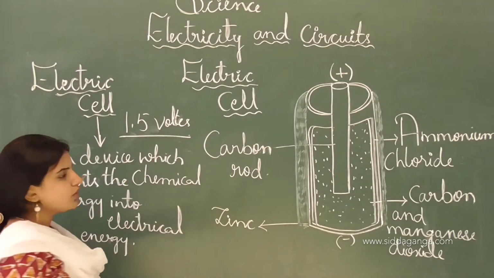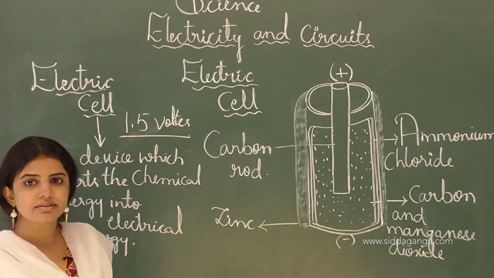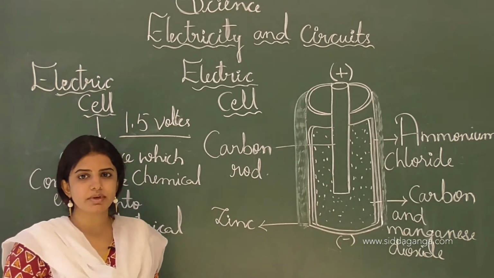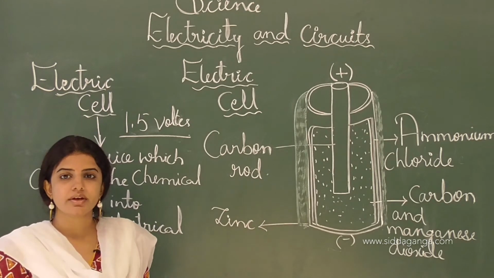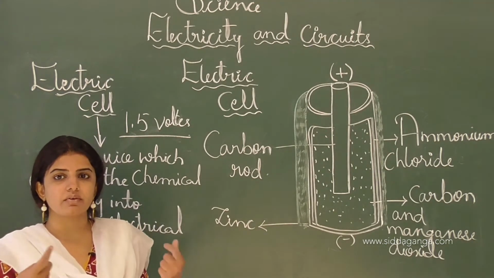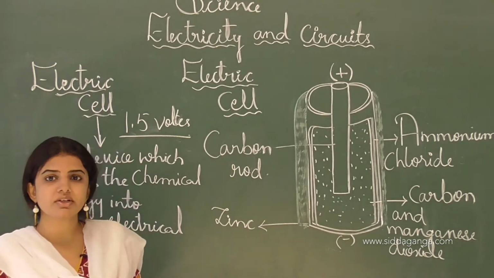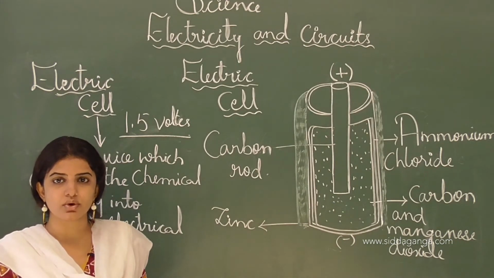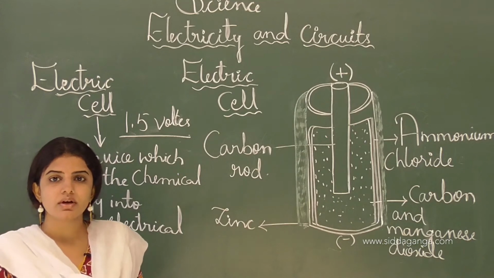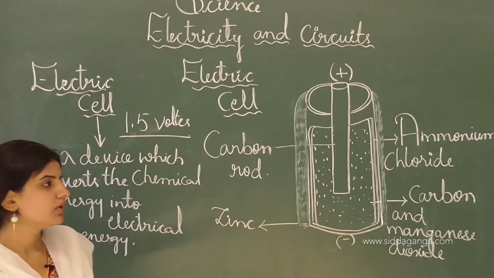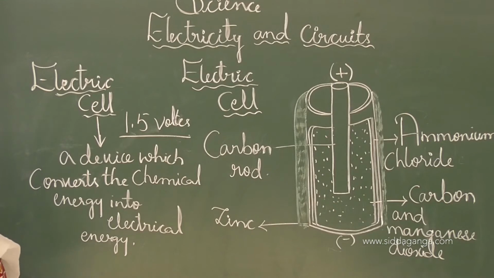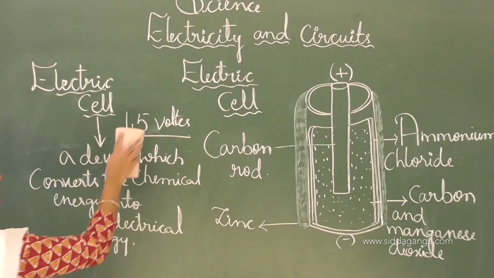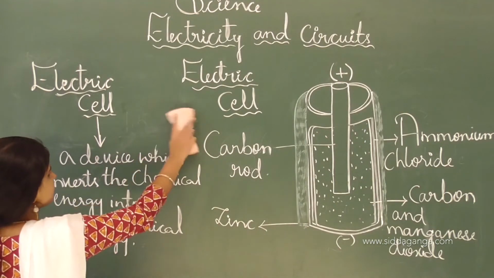If you observe the electric cell closely, you can see that the voltage is given, and the cell has only that much power. When the chemicals are used up, it will not glow, and this is how a small amount of electricity flows in the electric cell.